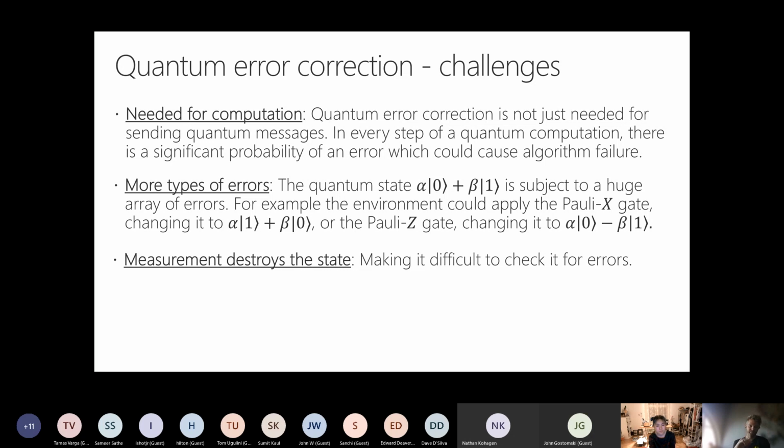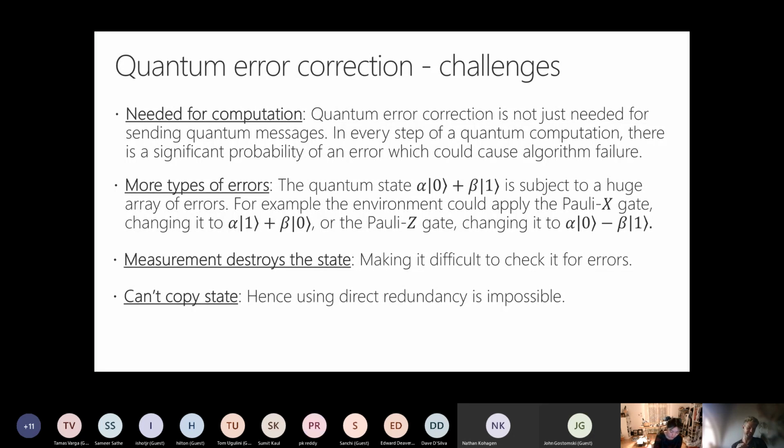The other thing is that measuring the system destroys the state. So it makes it hard to imagine a scenario where we can somehow make sure that errors have not occurred or fix errors as we go, because if we want to check the system, then we're going to need to measure it, and we know that in quantum mechanics, when we make measurements, we collapse the state. So that seems difficult to get around.